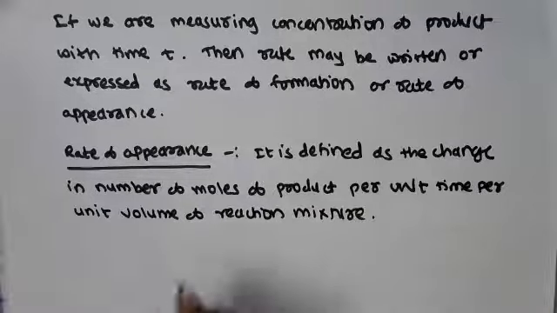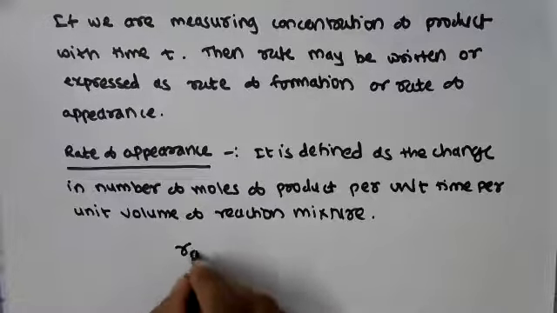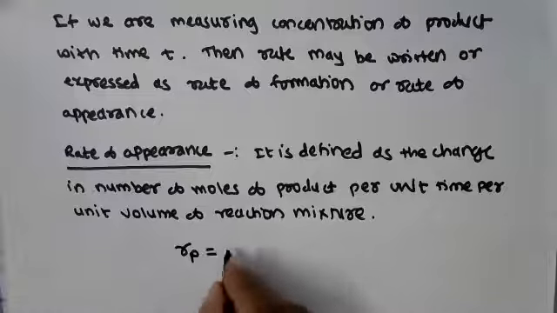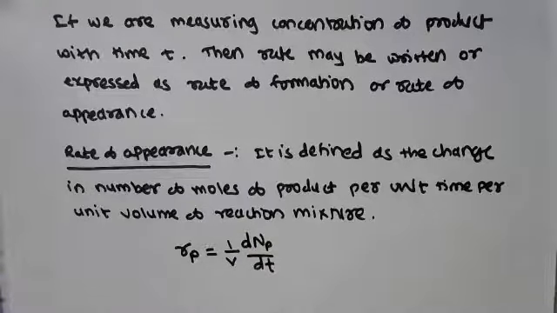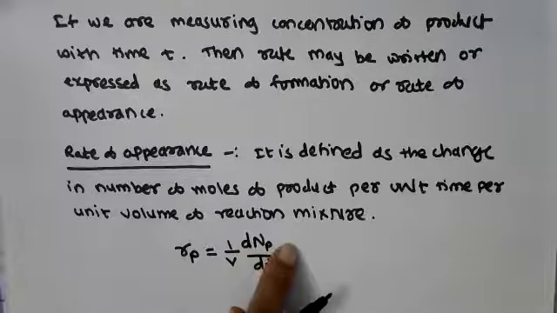And therefore, for the same reaction, I can write it as Rp is equal to 1 upon V dNp by dt. Now you will note the change. Here, negative sign is not there. Rp, rate of formation of product, is equal to 1 upon V dNp upon dt. Why? Because number of moles of product will increase with time. Initially, moles of product will be less or zero, and with respect to time, moles of product will increase, right?